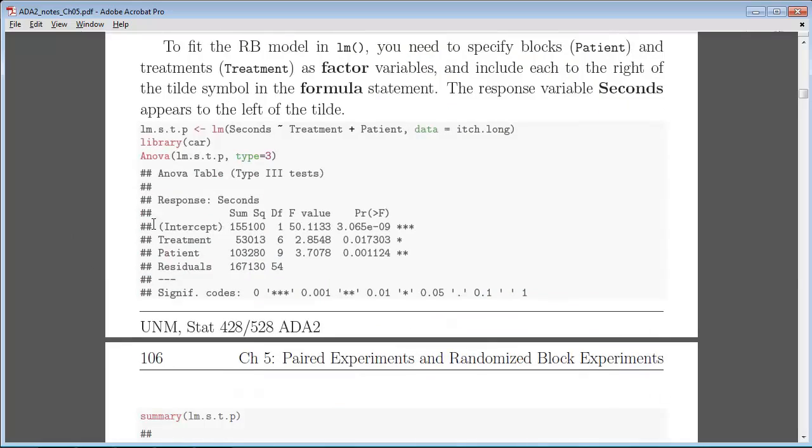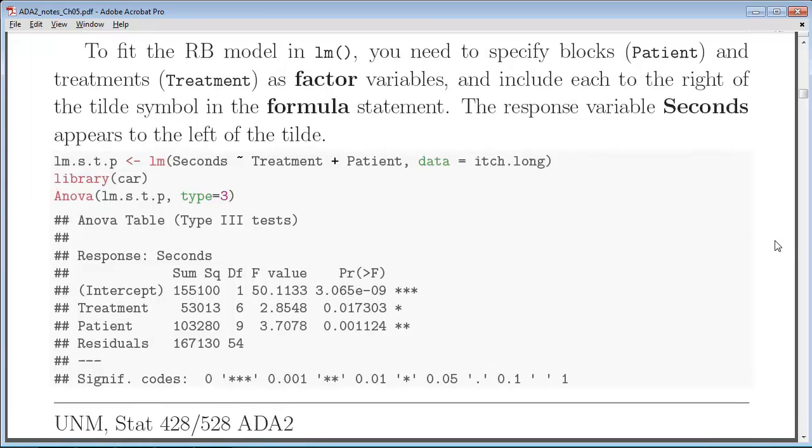All right, so let's fit our linear model. So we have 2 factor variables, and seconds is a continuous response. So we've got seconds by treatment and patient. Patient is the block here. So put in our itch.long data set, and we'll start off by looking at the analysis of variance table. And here we're specifying type 3 errors, or type 3 sums of squares, and I will explain those at another time later. So right now we'll just accept that type 3 is what we want.